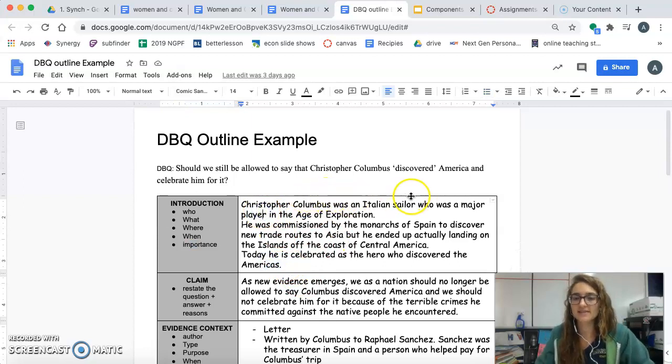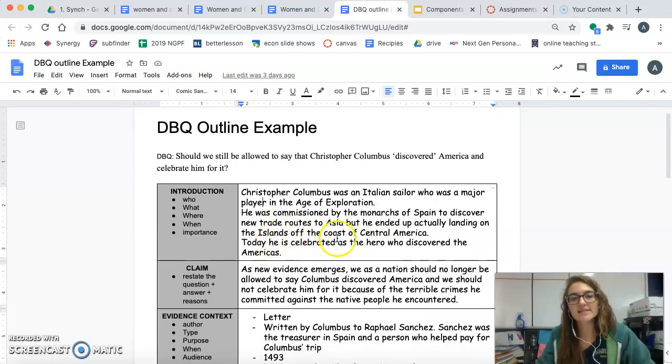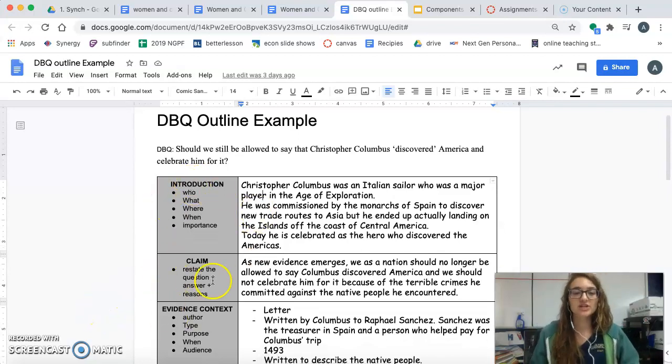Christopher Columbus was an Italian sailor who was a major player in the age of exploration. He was commissioned by the monarchs of Spain to discover new trade routes to Asia, and he ended up landing on the islands off the coast of Central America. Today, he is celebrated as the hero who discovered America. So I've answered all those questions and I've told the reader what we're talking about. When you're writing your introduction, you really need to pretend as though the person reading it isn't in this class. You have to tell them, what was the Industrial Revolution? When did it happen? Why did it happen? Why is it important that we're talking about it?